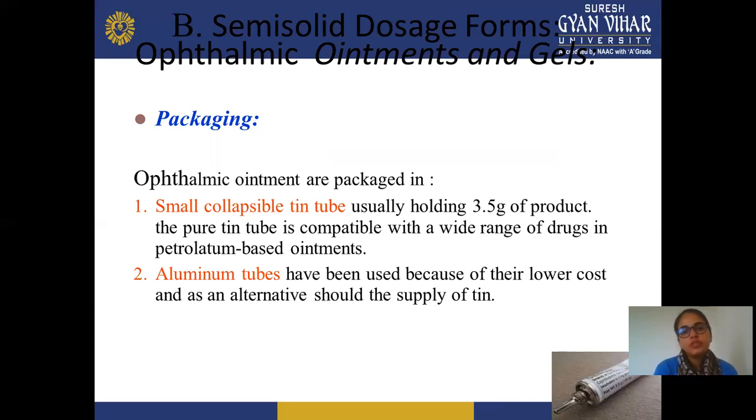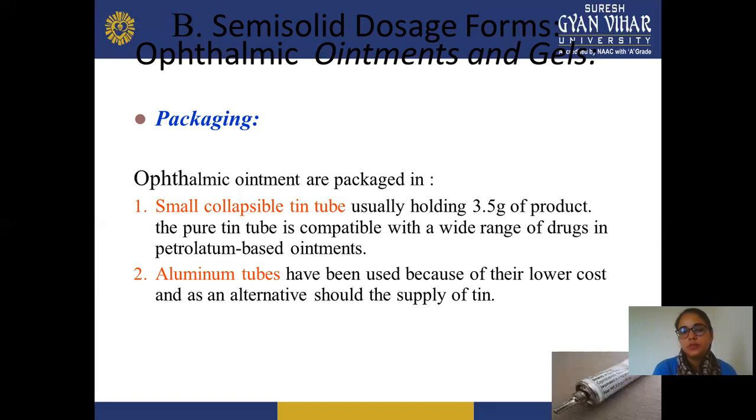In the packaging of a semi-solid, ophthalmic ointments are packed in a collapsible tin tube or aluminum tube. For packing of a semi-solid dosage form, mainly we require a tube. For tube manufacturing, you can use a small collapsible tin tube or also aluminum. Both tin as well as aluminum are used for manufacturing of these tubes, and semi-solids are packed only in these tubes. Both are compatible with the formulation.